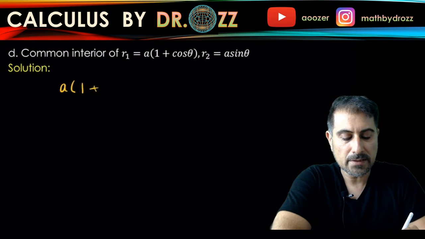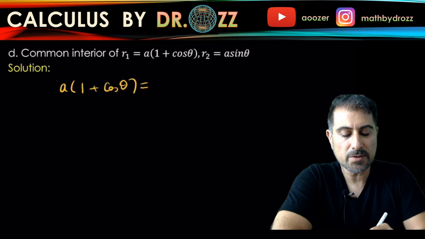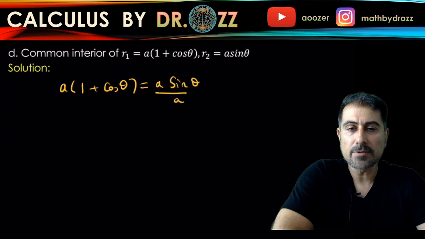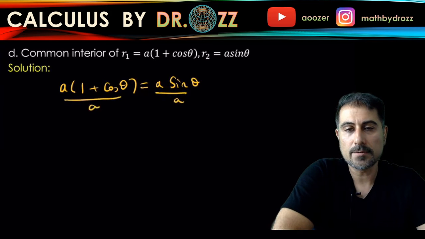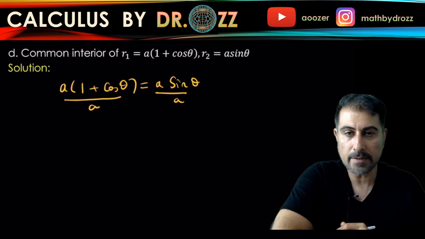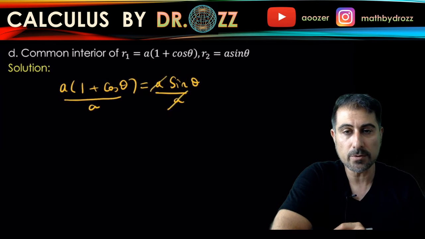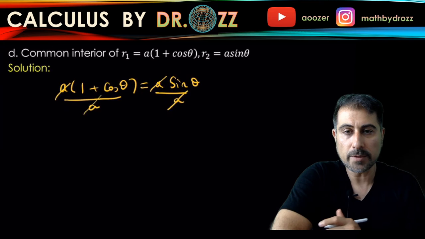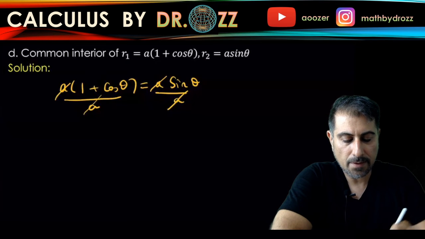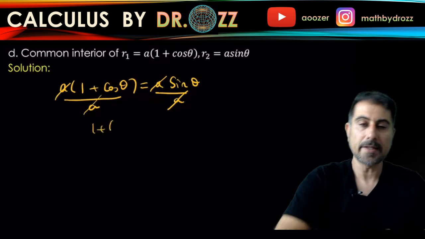And at this moment, it doesn't matter what A is because you can divide both sides by A, even though I had to take it as 1 to get a visual. Now I cancel them out, and A doesn't have any contribution towards solving this equation, okay? So this is 1 plus cosine theta equals sine theta, all right?